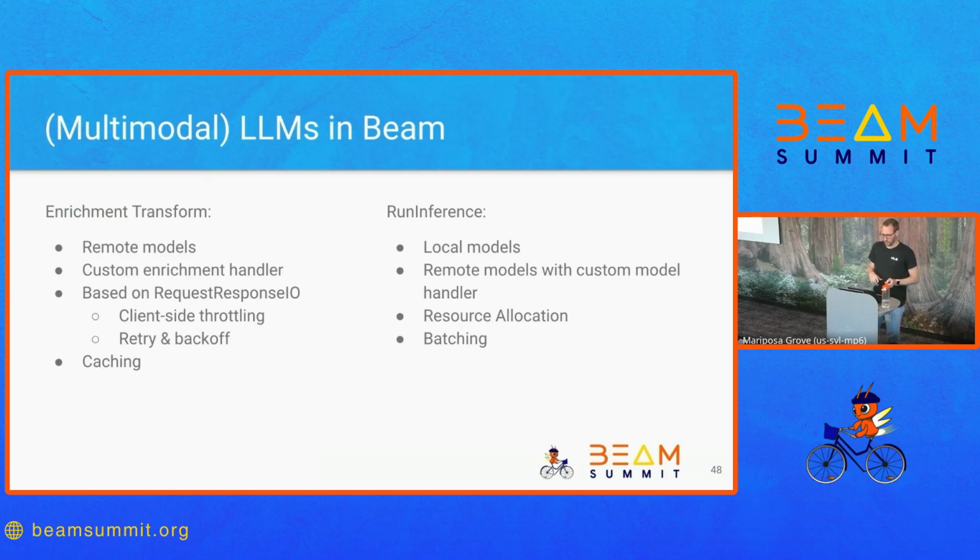Now turning back to the enrichment transform, I have remote models because it's just an API call. I need to write my custom enrichment handler, but it's quite nice because it's based on the request response IO. And by having this relation, I get two things for free: client-side throttling, and on the other hand, retry and back off.